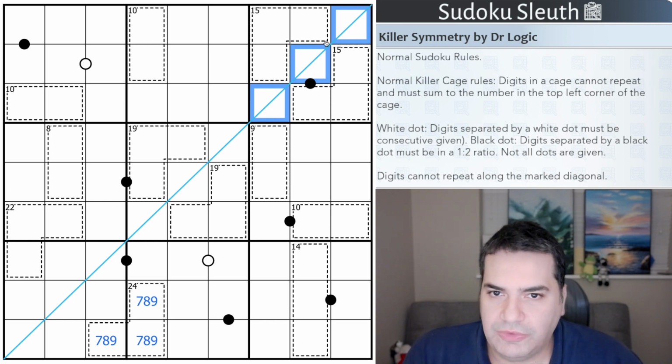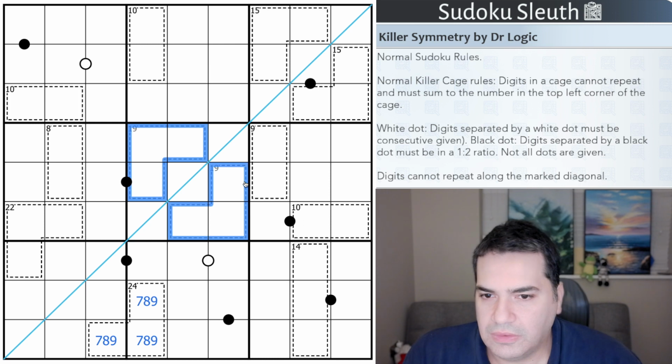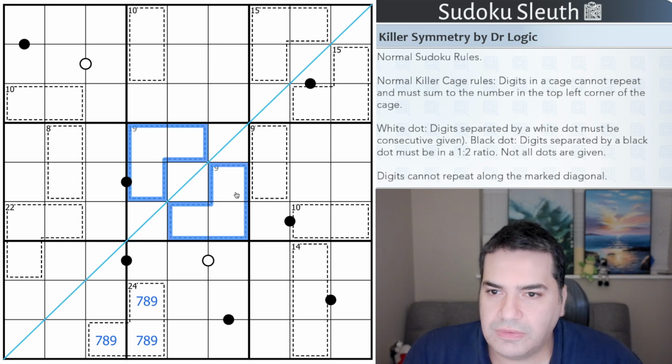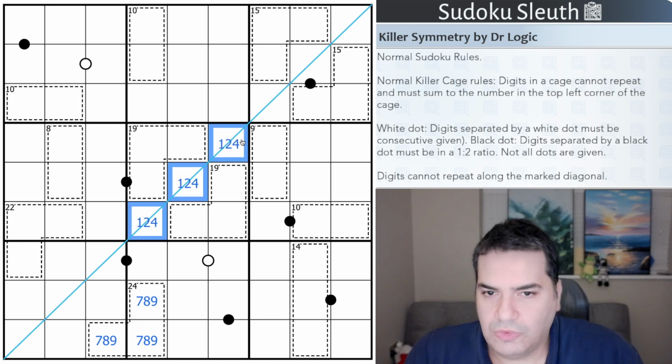Now, it doesn't help us in box 3, but it looks like it will help us in box 7. 19, 19, that's 38, meaning there is a remainder of 7 in 3 cells. And I can tell you that is forced. That can only be 1, 2, and 4.